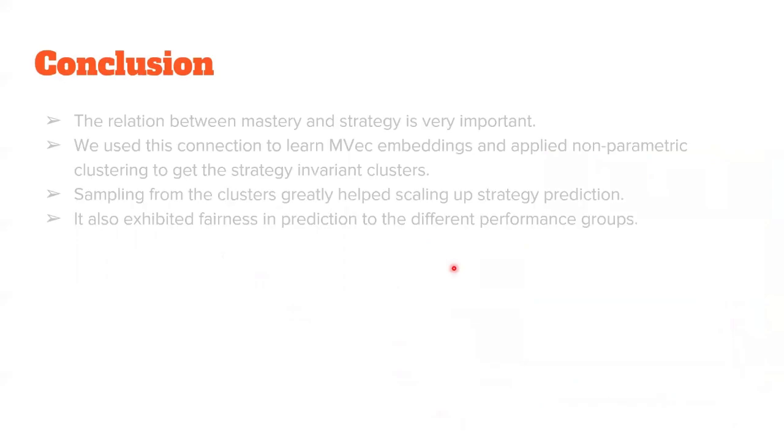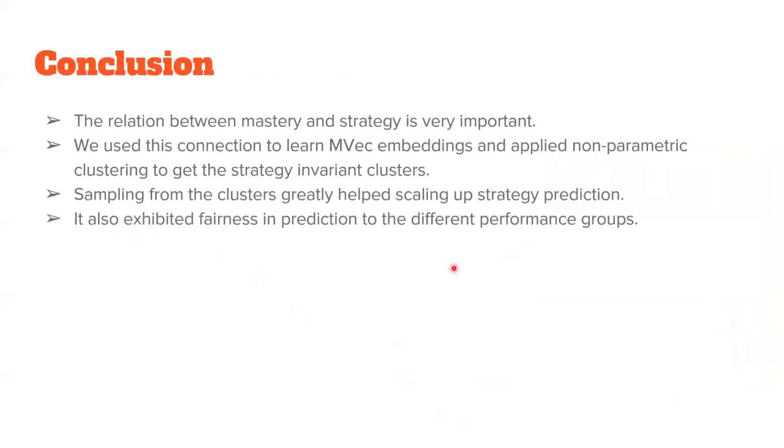To conclude this paper, the relation between mastery and strategy is very important, as we use this relation to learn mastery vector embeddings and apply non-parametric clustering to get strategy-invariant clusters. Sampling from those clusters greatly helped in scaling up strategy prediction, and it also exhibited a high amount of fairness in prediction across different performance groups.